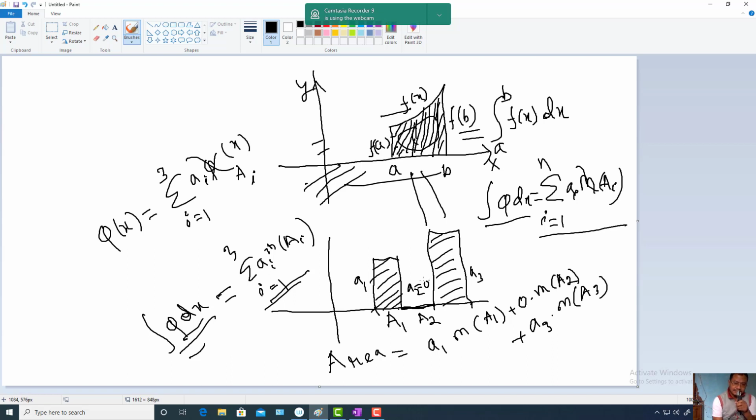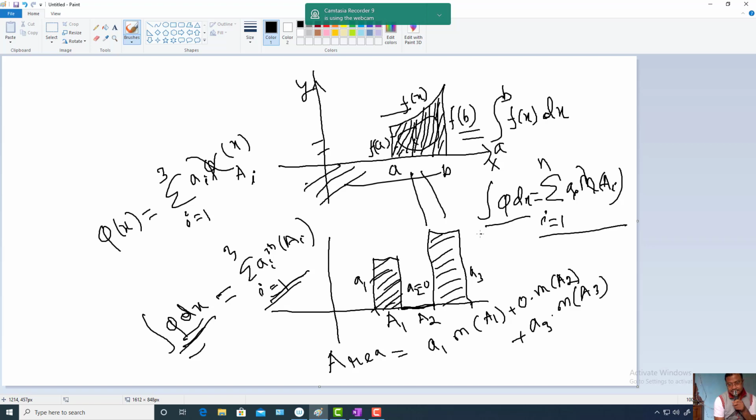Taking the idea from that, when you talk about a simple function, the graph gives an area like this. The area of the rectangle is equal to the height of the rectangle into the breadth of the rectangle. The breadth of the rectangle is just the measure of the set A1, and the breadth of the next rectangle is the measure of the set A2, like that. Then the total sum of the areas is the integration. That is how we define integration for a simple measurable function.